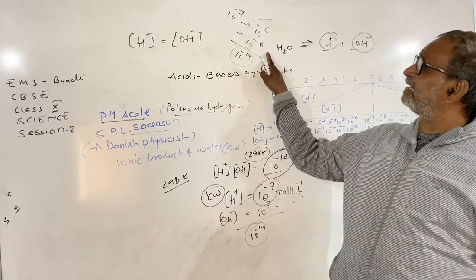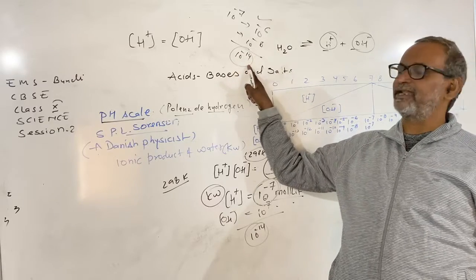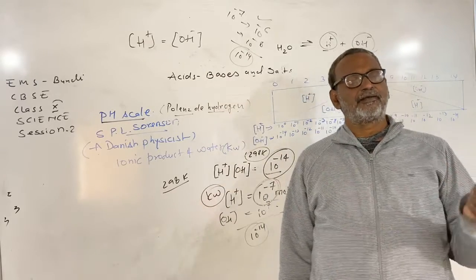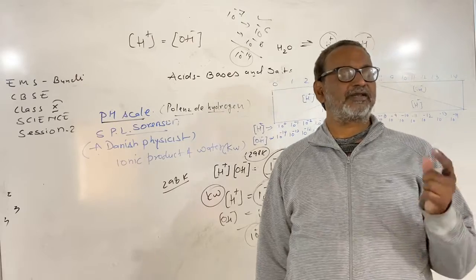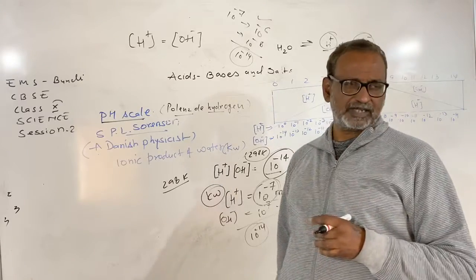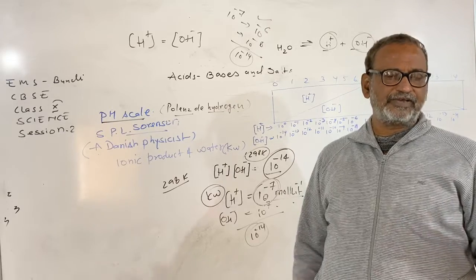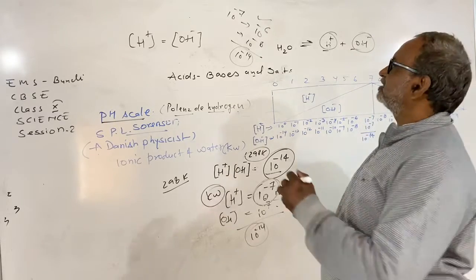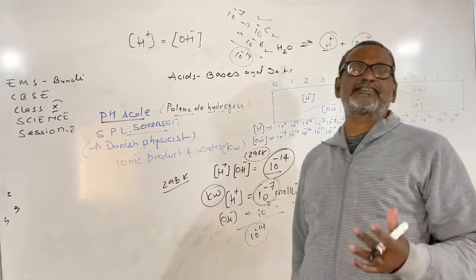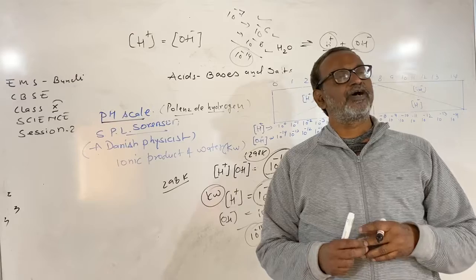Since this solution contains hydrogen ion in higher concentration as compared to hydroxide ion, this solution would be acidic in nature, and it would turn blue litmus red and it would turn methyl orange red. It means a solution which is acidic in nature contains both hydrogen ions as well as hydroxide ion. Difference is that the concentration of hydrogen ion is greater than the concentration of hydroxide ion.